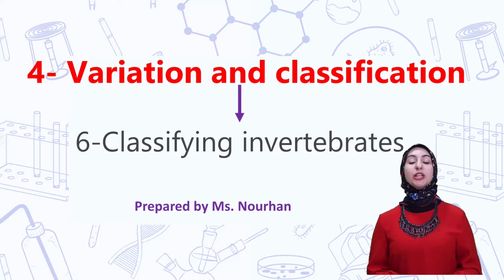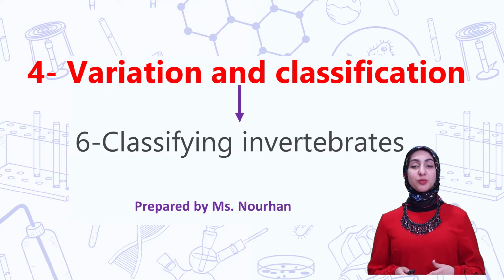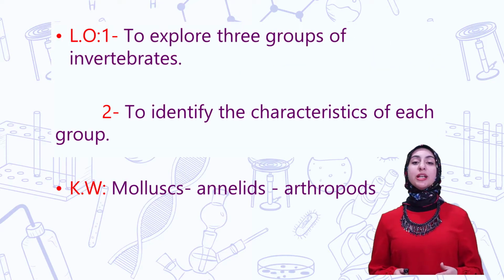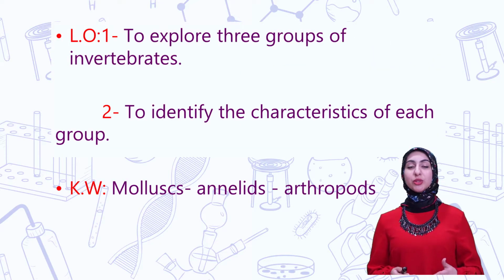Today we're going to talk about the fifth topic in term 3. According to the syllabus plan, unit number 4, variation and classification, the sixth topic in it, classifying invertebrates. So our lesson objectives today are number 1, to explore 3 groups of invertebrates. Number 2, to identify the characteristics of each group. The keywords are mollusks, annelids, and arthropods.